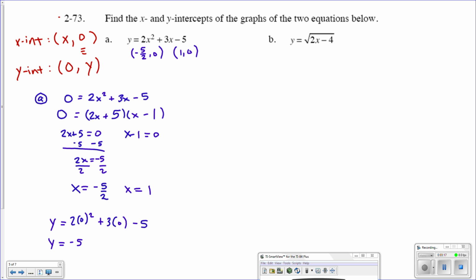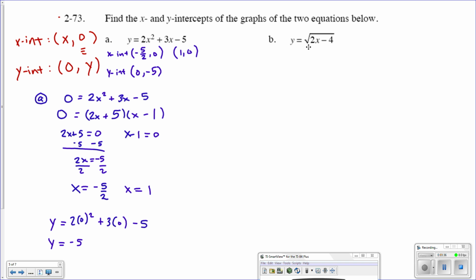So we're going to plug that in up here. We're going to say the point 0, negative 5. So this is our x-intercepts. This is our y-intercept. Hopefully you're still with me. Let's move on to letter B.